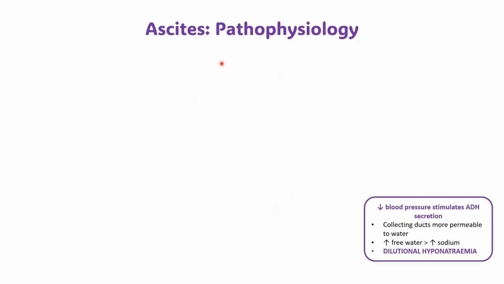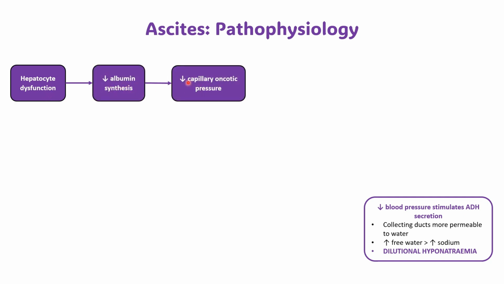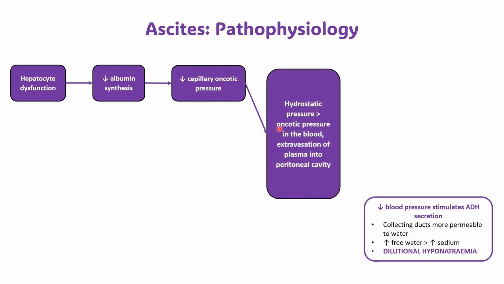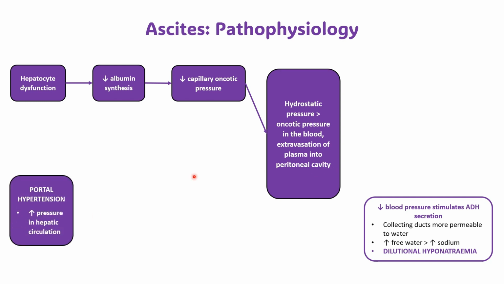So let's talk about the pathophysiology of ascites. We can have hepatocyte, liver cell dysfunction, reduced albumin synthesis, decreased capillary oncotic pressure, resulting in the hydrostatic pressure being greater than the oncotic pressure within the systemic circulation. Therefore, you have extravasation, movement of the plasma into the peritoneal cavity, leading to fluid accumulation. And it's quite important that the main mechanism associated with the formation of ascites is related to portal hypertension. Low albumin can contribute and exacerbate ascites in cirrhosis, though.